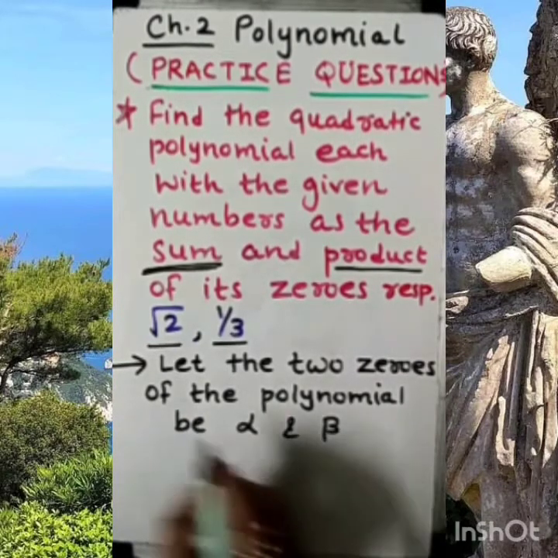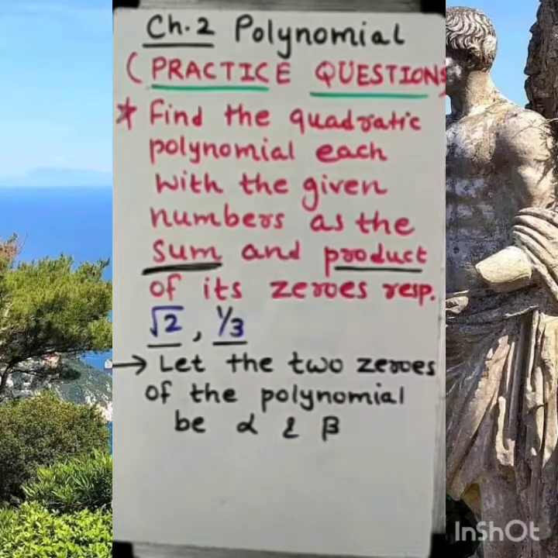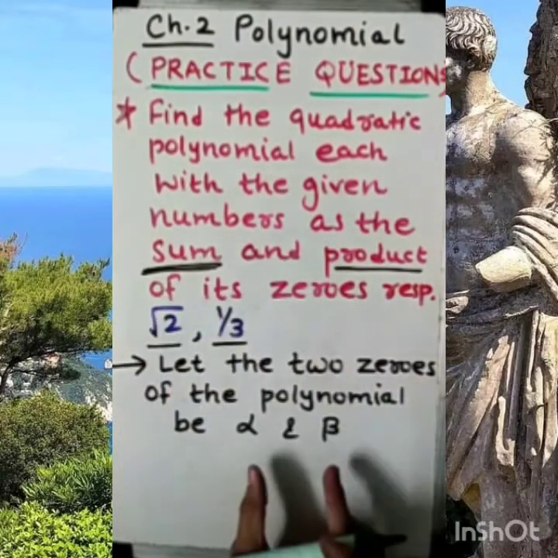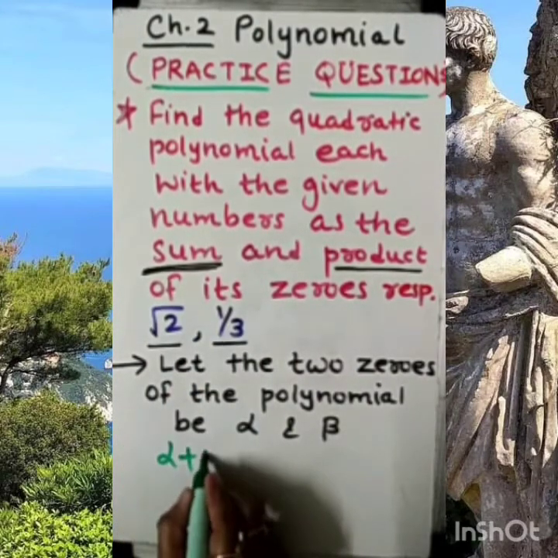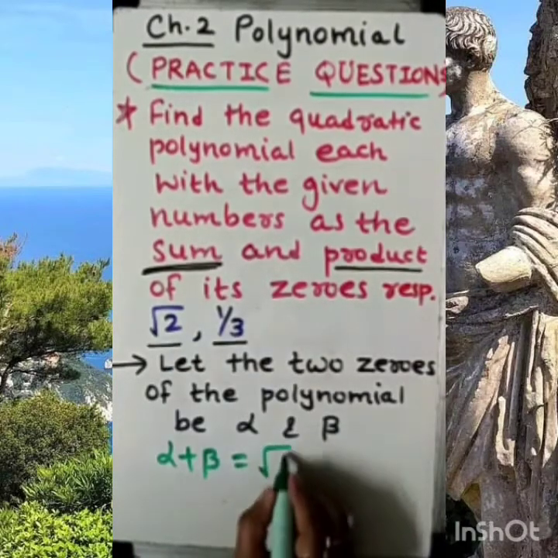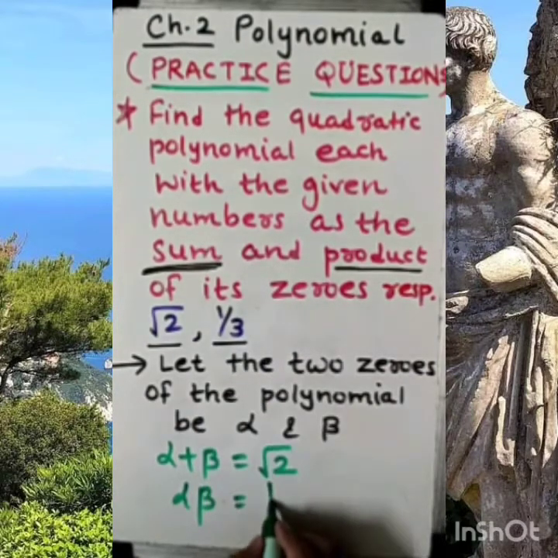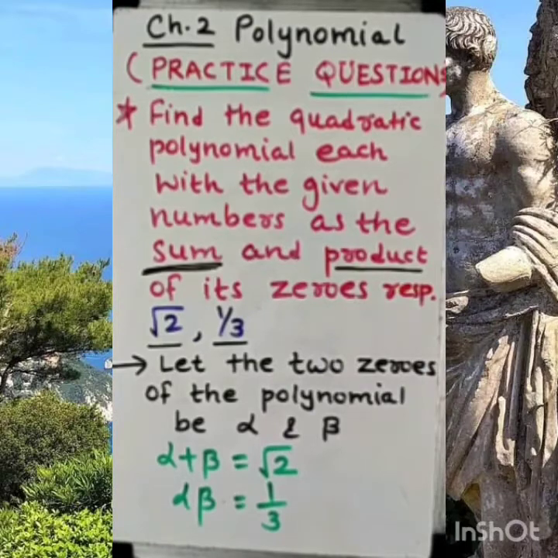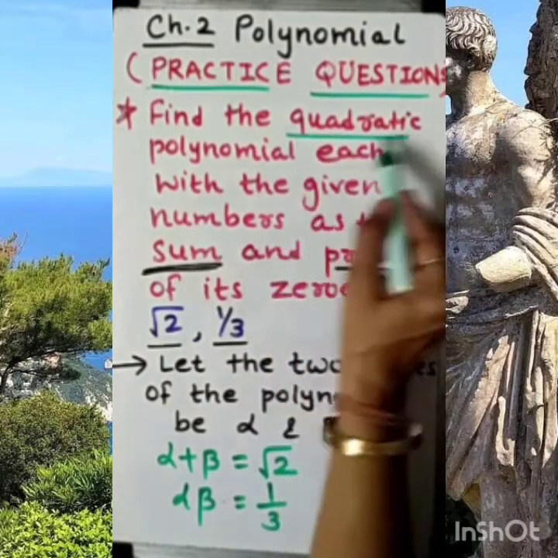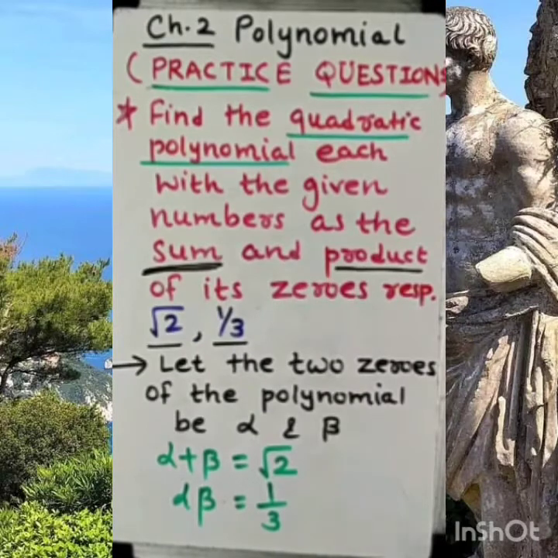According to this, first we are given the sum of two zeros. Sum of two zeros means alpha plus beta, and according to this, it is root 2. What is the product? Alpha into beta, that is 1. So dear student, we want to find the quadratic polynomial. Using these two pieces of information, we will apply the values in the general form and we will have the polynomial. So let's work it out.